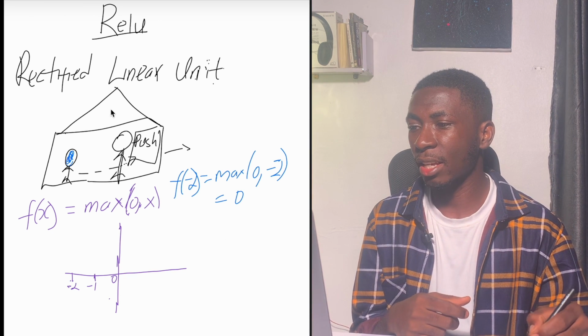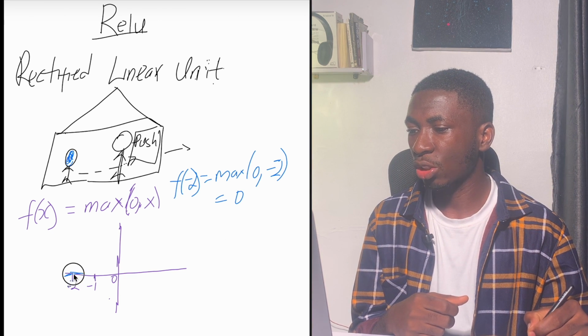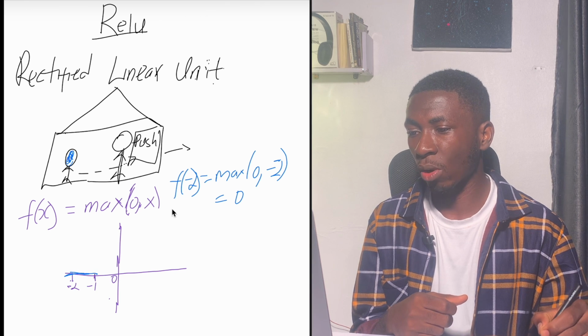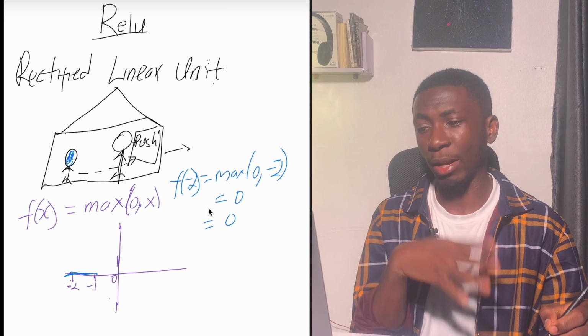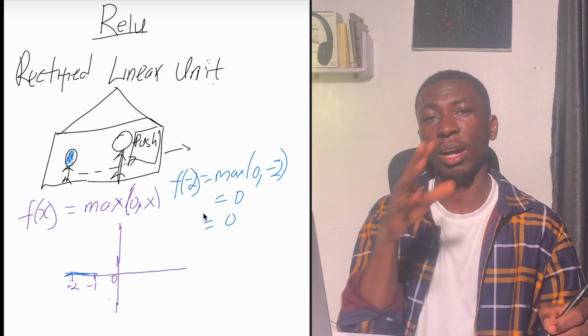So the child tries again, and she pushes the door to -1. The same thing happens. It is still going to be 0, because f(-1) equals max of 0 and -1, which is 0.